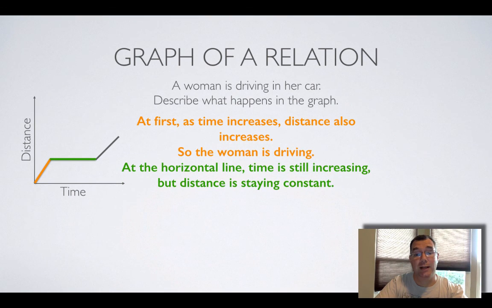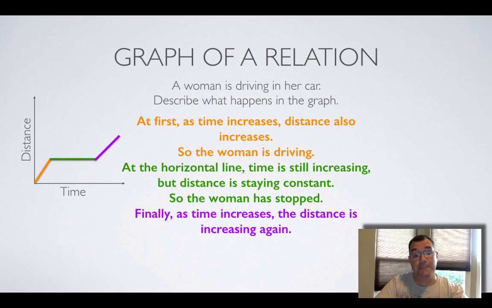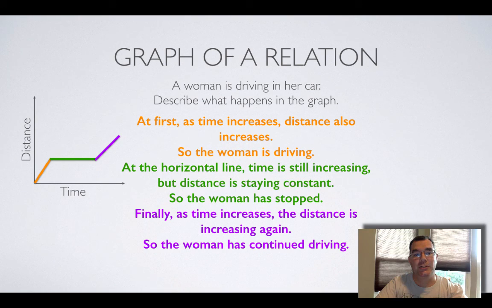Now at the horizontal line, time still moves forward, but the distance is staying constant. That means that she has stopped. And then finally, time is increasing still, and distance begins to increase again, so that means that the woman is continuing to drive. So we're going to have to know how to read a graph of a relation by looking at what's going on in the horizontal axis and what's going on in the vertical axis. That's the last thing I wanted to talk about with relations.